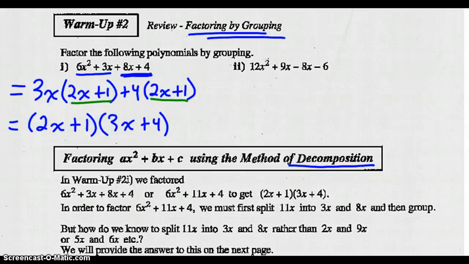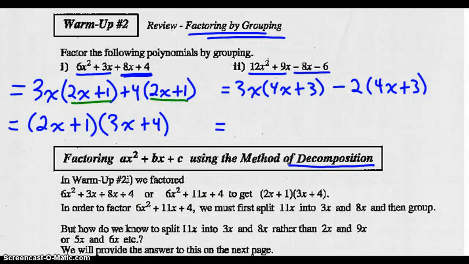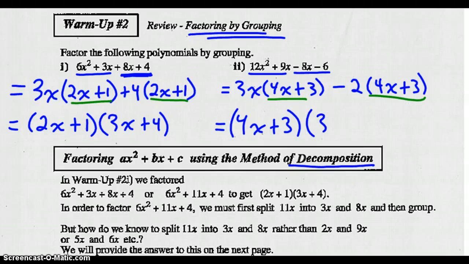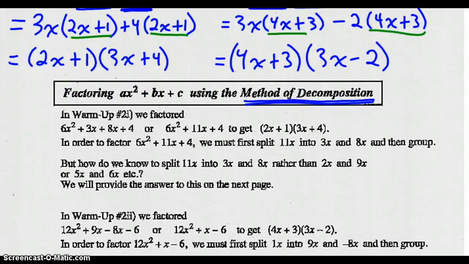All right, you guys pause it and try part 2. So we factor the first 2 terms. The common factor is 3x, we're left with 4x plus 3. The common factor of the last 2 terms is minus 2. We're left with 4x plus 3. 4x plus 3 is our common binomial factor. So I factor that out, and I'm left with 3x minus 2. Great, that is factoring by grouping. If you can do that, we can do the method of decomposition. Those are the key steps to factoring using decomposition.